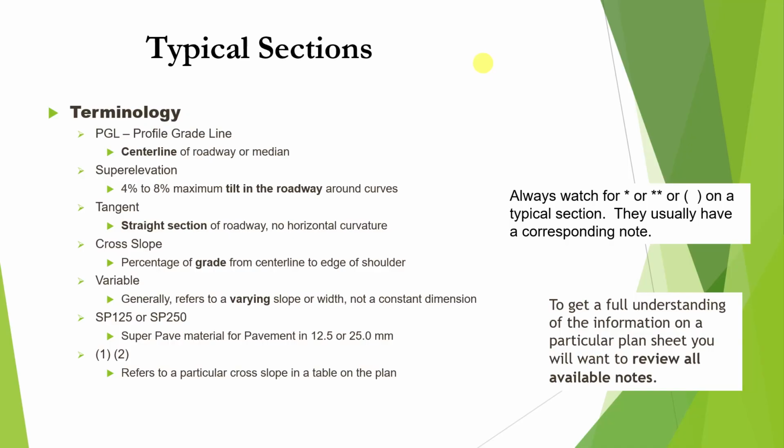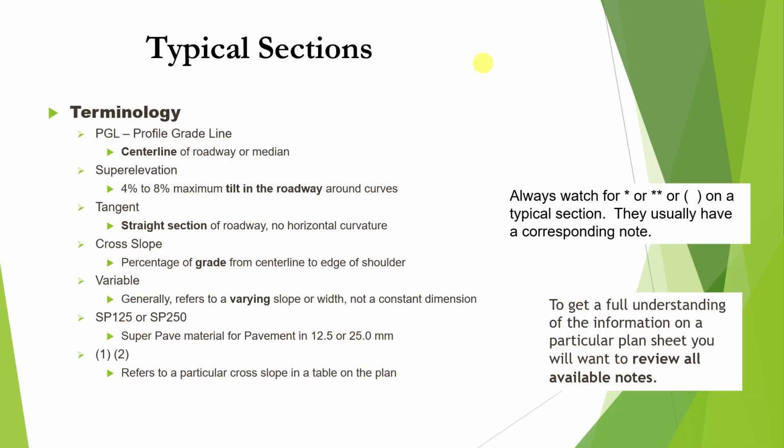Tangent is a straight section of roadway, no horizontal curvature whatsoever. So that's a tangent, and usually you'll get a bearing on that tangent. Cross slope is a percentage of grade from the center line to the edge of shoulder. So if you're standing from the center line looking out to the edge of shoulder, that's your percentage of grade.